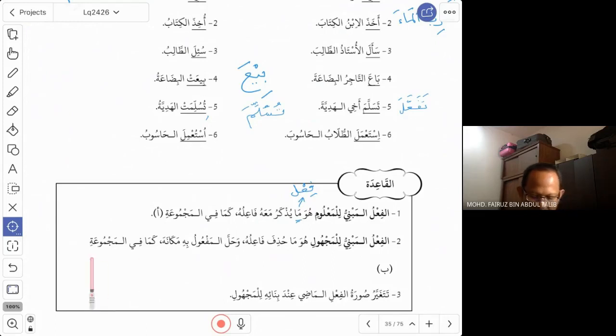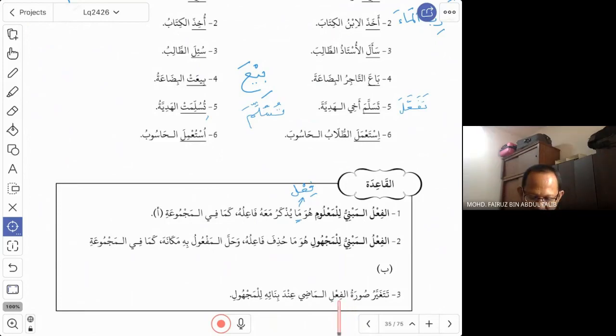Kama fil majmu'ati ba, as in majmu'ah ba. So these are all mabni lil majhul. Fi'lun mabni, madi. And okay, now this is how we change from mabni lil ma'lum to mabni lil majhul. Okay, so this is important. Here it says tataghayyaru suratul fi'li al-madi inda bina'ihi lil majhul. Tataghayyar means change. The surah, this is not picture. Of course, surah means picture, but here it means the pattern.